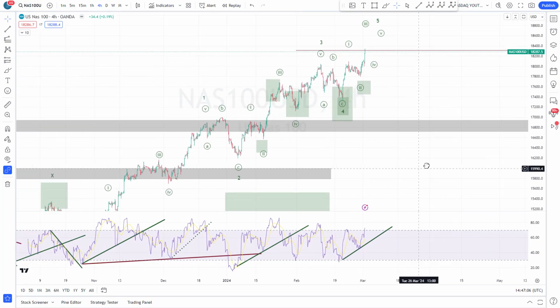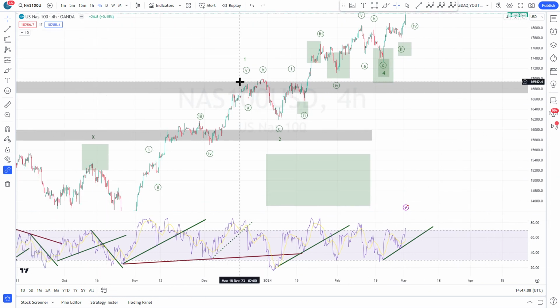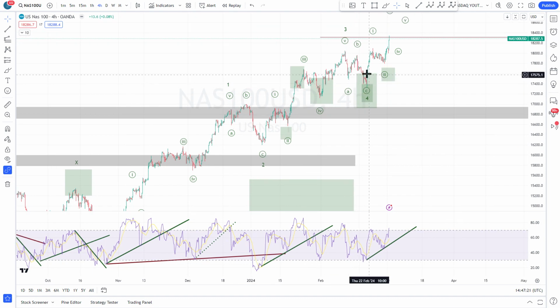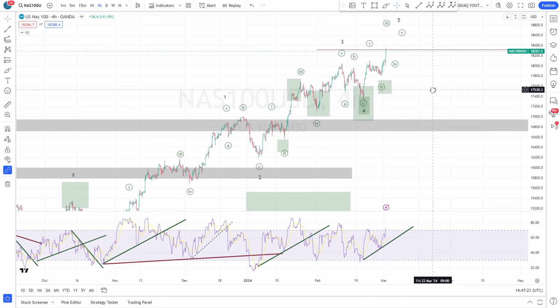So here in the 4 hour, we have our wave 1 or wave 2. Then I believe wave 3 was in right here, and then wave 4 down as an A, B, C. Nice reaction from the equal leg area.